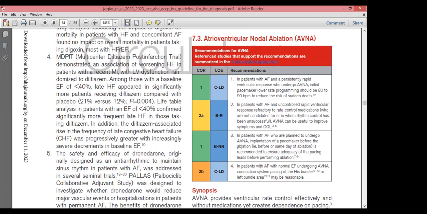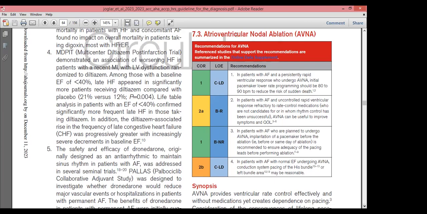Then another class 1 recommendation: in patients with AF who are planned to undergo AV nodal ablation, implantation of a pacemaker before the ablation is recommended to ensure adequacy of pacing leads before performing the ablation. So if the patient is about to go for AV nodal ablation, you can do a pre-procedural implantation of the pacemaker. It's going to help you see whether they adequately performed the ablation. So it's also a class 1 recommendation.